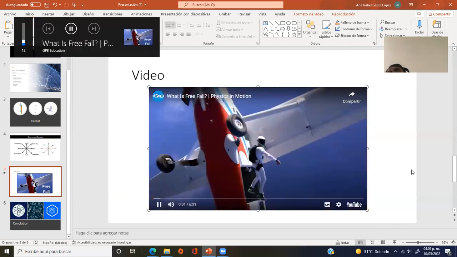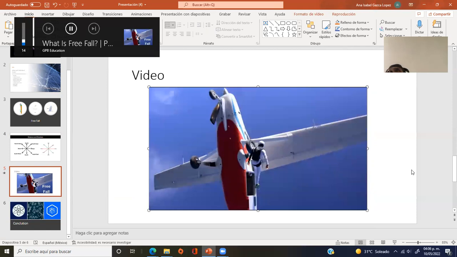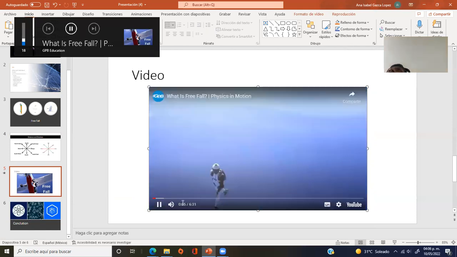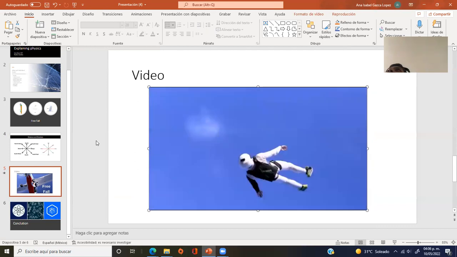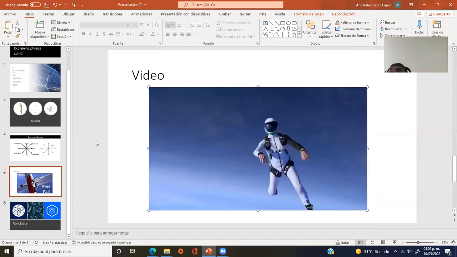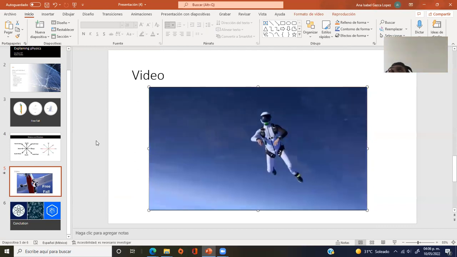Skydivers and wingsuit flyers may call what they do free falling, but as you may have noticed by now, in physics, words mean something a little more specific. So let's explore what free fall is all about in this segment of Physics in Motion.